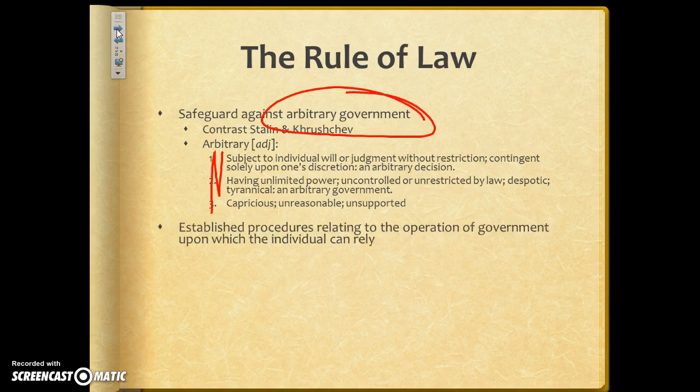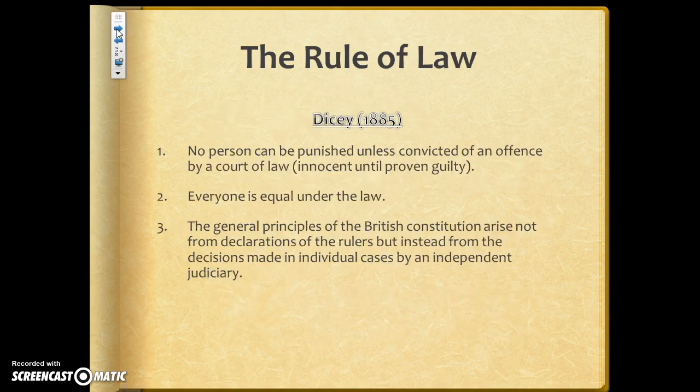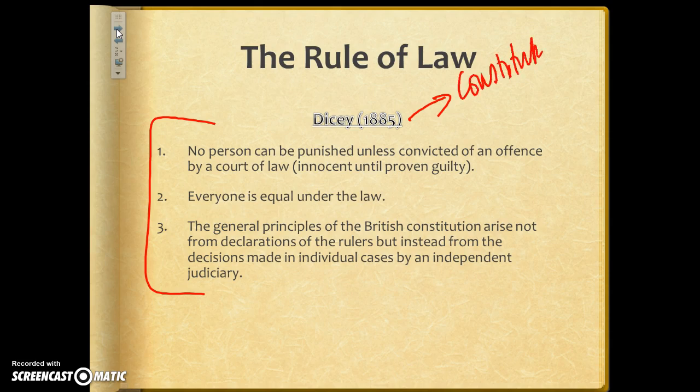It's a safeguard against arbitrary government, and it is an established procedure, and so on. It normally requires independent arbitration, but we'll worry about that when we come to look at it. Now, these are the technical definitions of the rule of law from Dicey, whom you will remember from our constitutional sources. Well, hey, this is one of those works of authority that everyone loves so much. Hopefully, at some point, these PowerPoints will be incorporated into that august pantheon. Now, you'll remember this one as well, because this one here describes how the general principles of the British Constitution are beyond the reach of the rulers.